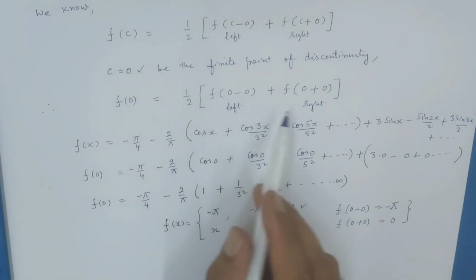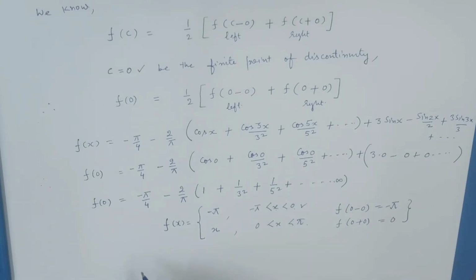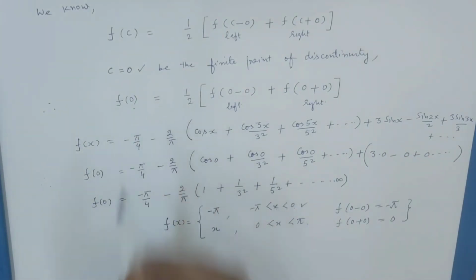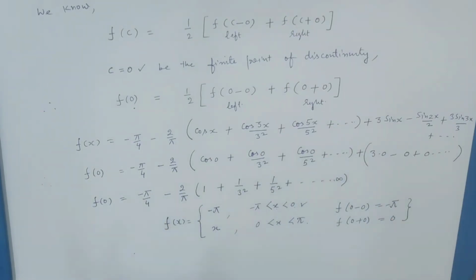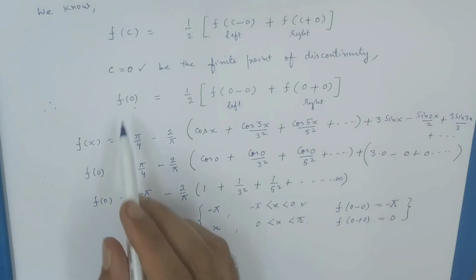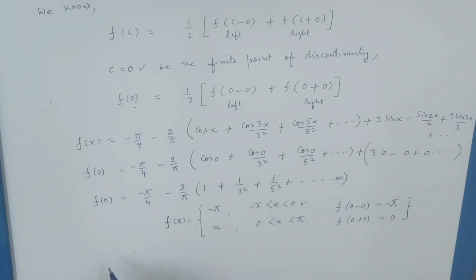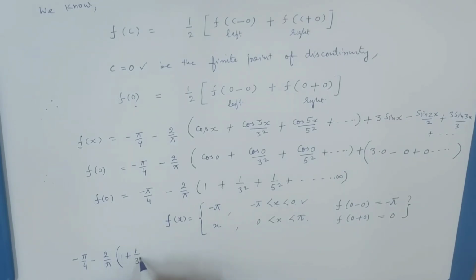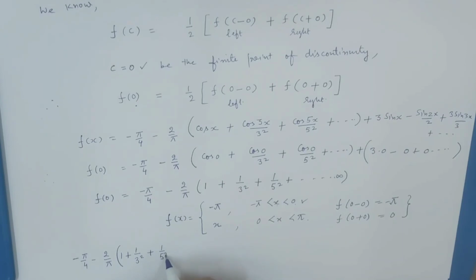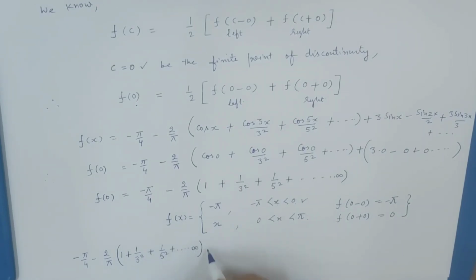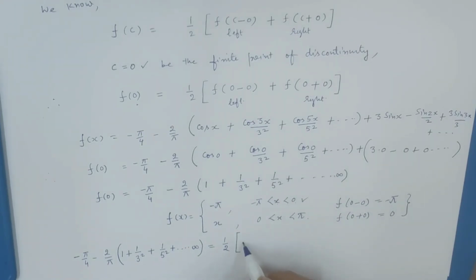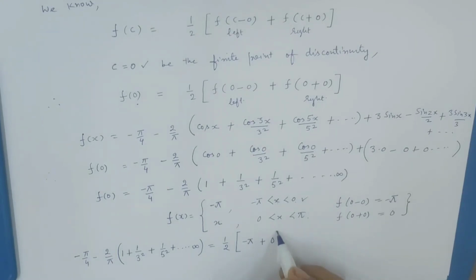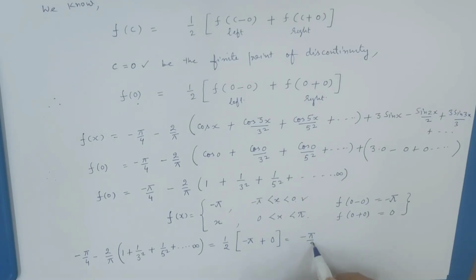अब हम यहाँ पे substitute करेंगे. What we get? Here is f of 0, that is equals to this. ये सारा लिखना पड़ेगा हमारे को इस साइड. f of 0 equal to this, which is equal to minus pi by 4 minus 2 by pi into 1 plus 1 upon 3 square plus 1 upon 5 square plus up to infinity equal to half of f of 0 minus 0, that is equals to minus pi plus 0 equal to minus pi by 2.